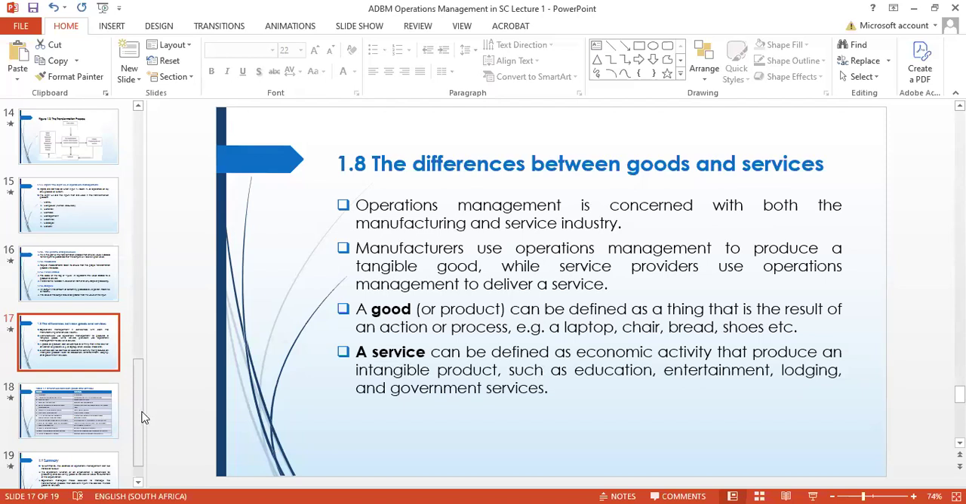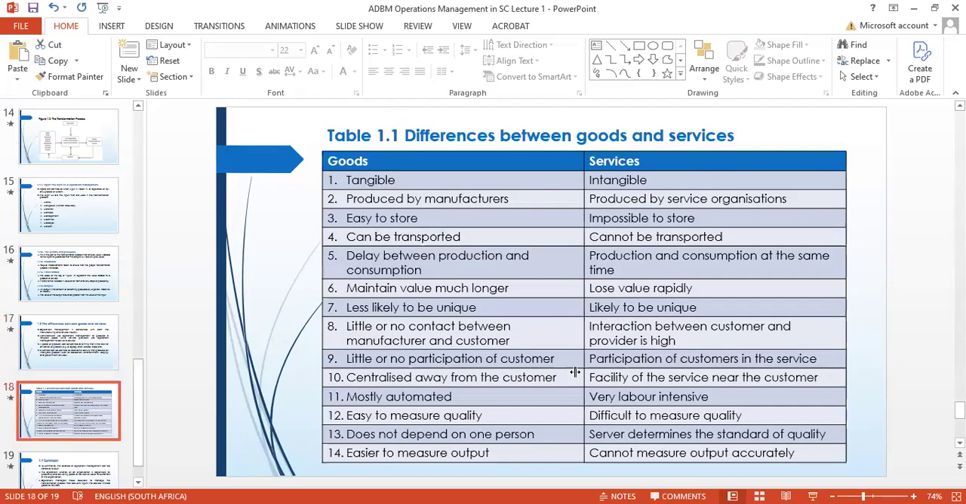Now, this table differentiates the two. Number one, goods are tangible. You can touch them. You can see them. Your laptop, you can touch it. You can see it. That's a good. A service is intangible. You cannot see a service. You cannot say, this education, I'm seeing education. No, you can't see it, but it's there. So a service is intangible.